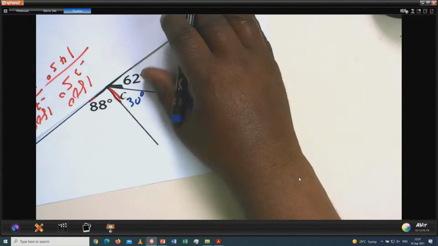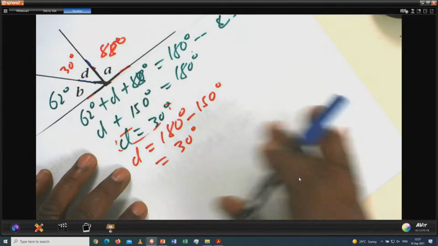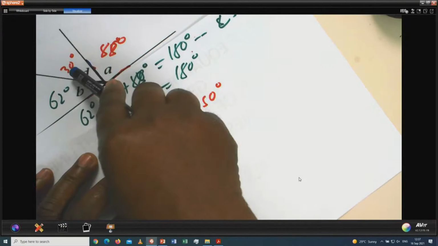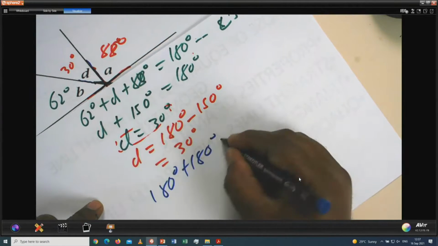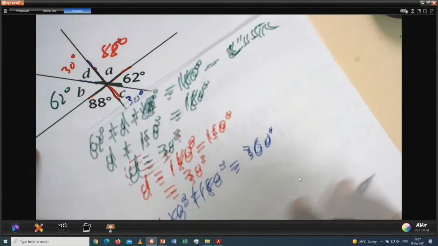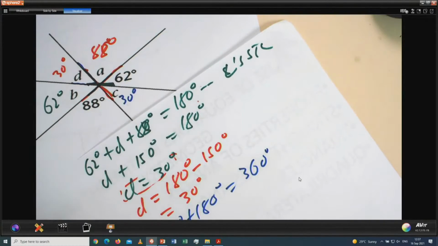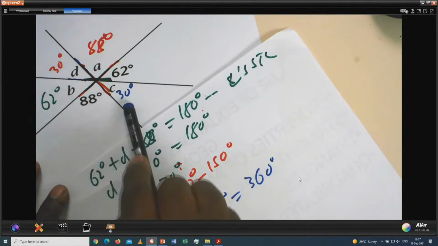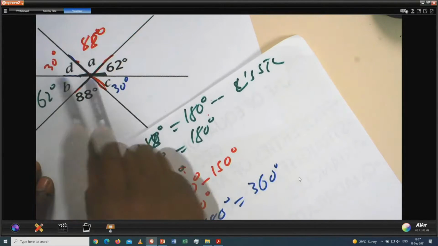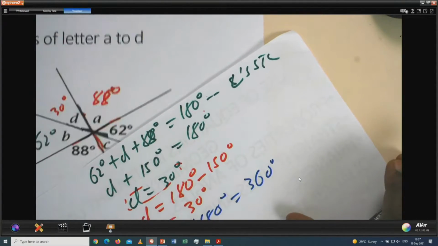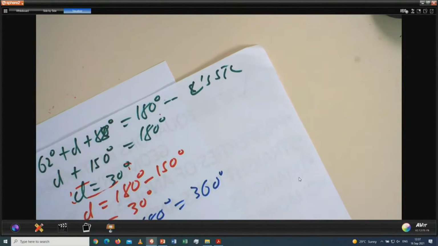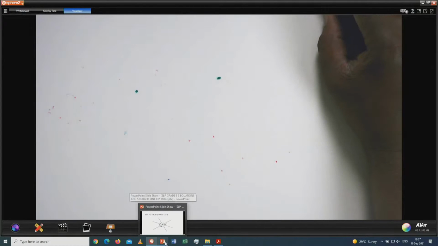Angles on a straight line is 180 here. Angles on a straight line above there is 180. And what is 180 plus 180? 180 plus 180 gives you 360. Angles around a point. When you add all these angles around the point, they should give you 360. Well done. The relationship is important. Doing the relationship is very, very important.